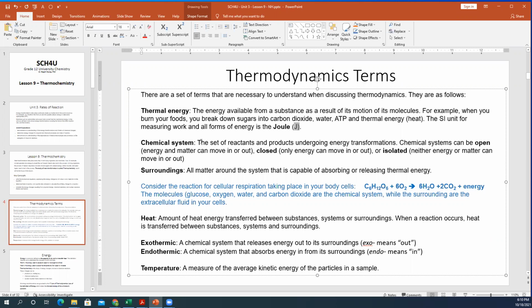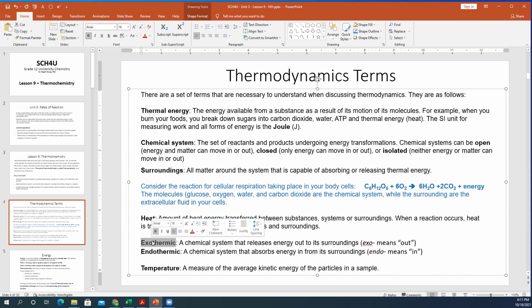Another term is heat. Heat is the amount of heat energy that is transferred between substances, systems, or surroundings. When a reaction occurs, heat is transferred between substances, systems, and surroundings. Two other very important terms are exothermic and endothermic. So exothermic refers to a chemical system that releases energy out into its surroundings.